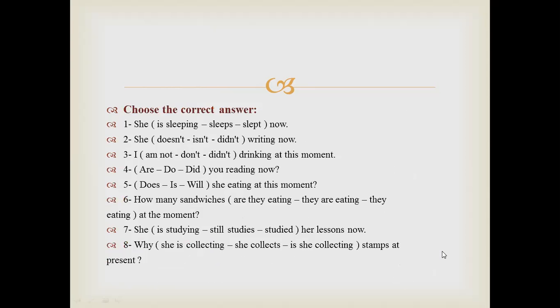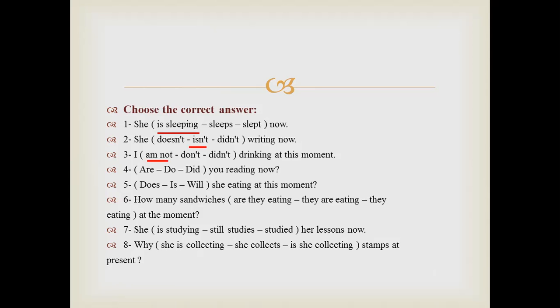We have some exercises here about the present simple and the present continuous. What about number one? We have she, now. Now, it's present continuous, of course, so it will be she is sleeping. What about number two? If I have to choose, she doesn't, isn't, or didn't writing now, again now. So present continuous. So it will be she isn't. What about number three? I am drinking at the moment. I'm not, don't, didn't. At the moment gives the same meaning as now. So it will be I am not.